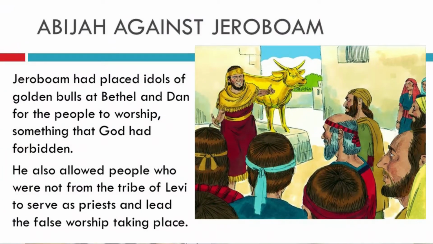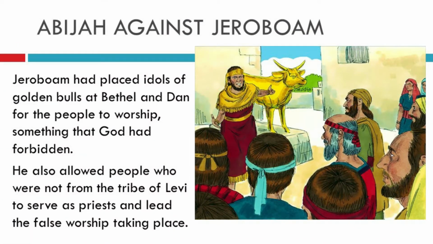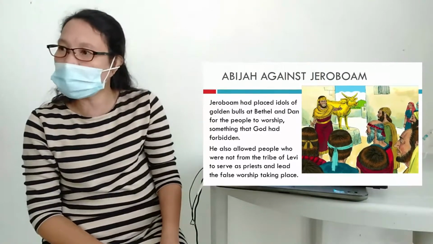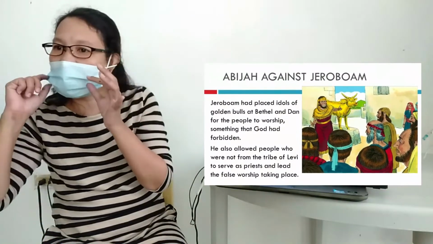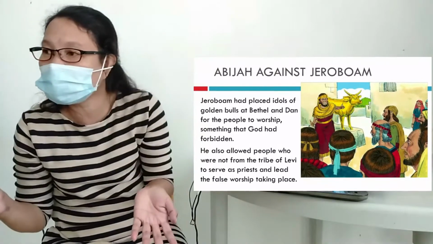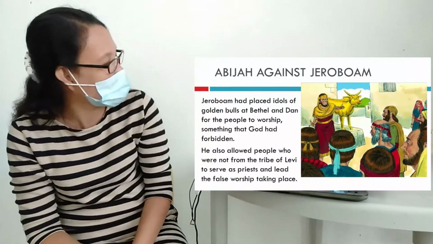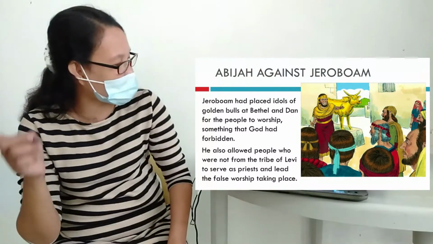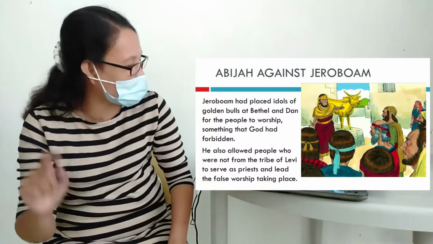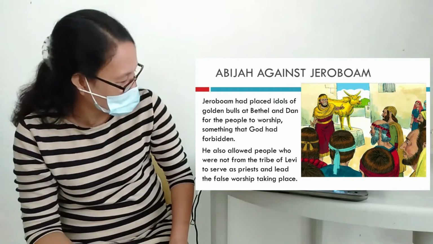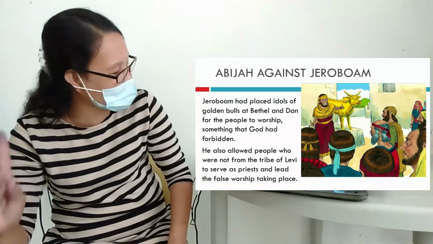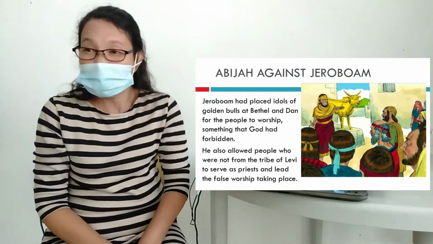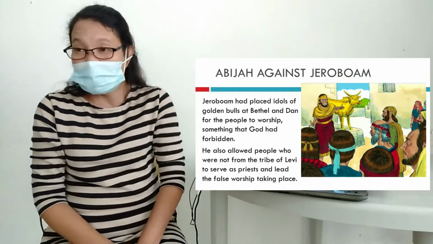Okay, next. Look at the cows. Samuel, look. Come here, anak. Look at the cows. Oh, mauna ilahang gisimba. Wala sila nagsimba sa ilahang Ginoo. Ang gisimba nila ang mga calves. Okay, look. Jeroboam had placed idols of golden bulls at Bethel and Dan. He also allowed people who were not from the tribe of Levi to serve as priests and lead the false worship taking place.